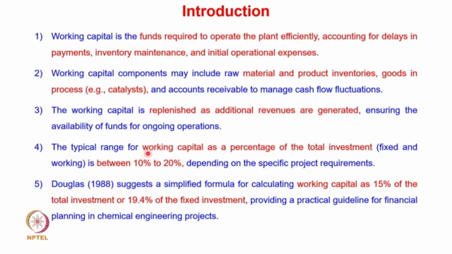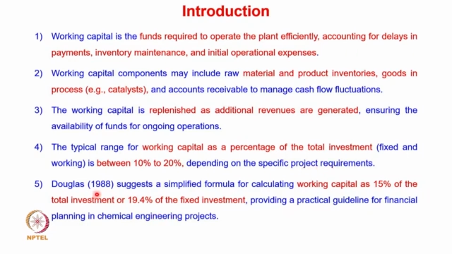So typical range for working capital as a percentage of the total investment. So you can see that the working capital is usually taken as a percentage of the total investment. A typical range which is used is around 10% to 20%. So between 10% to 20% of the total investment is taken as a working capital. Again, this depends on project to project.